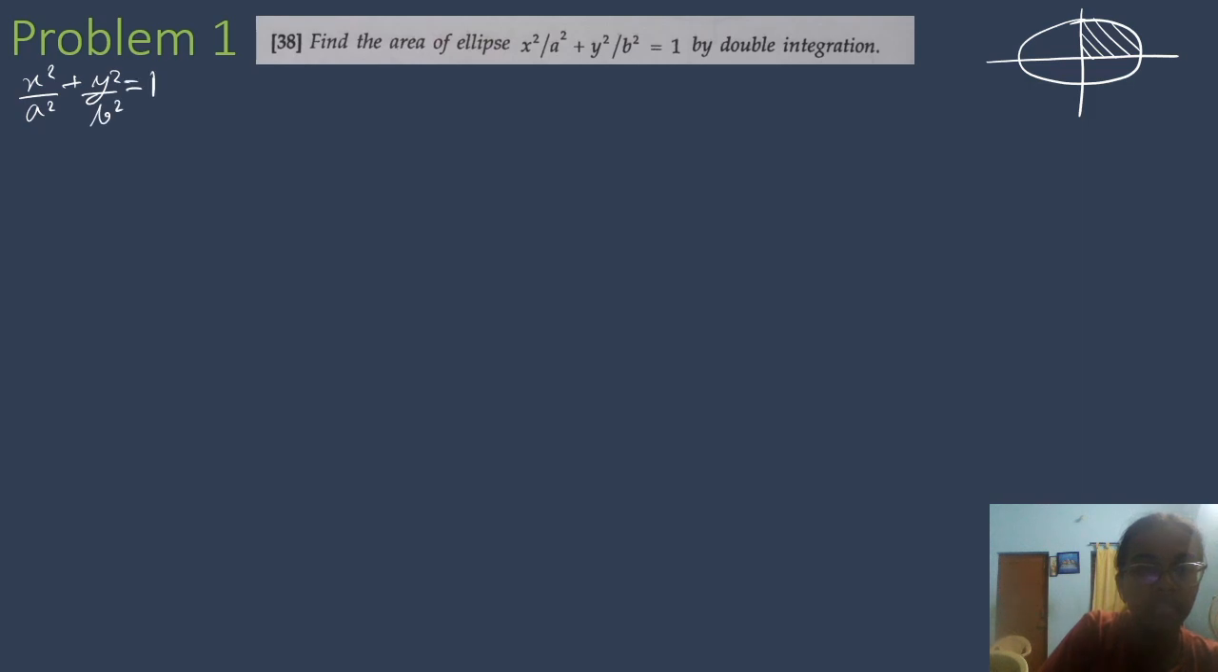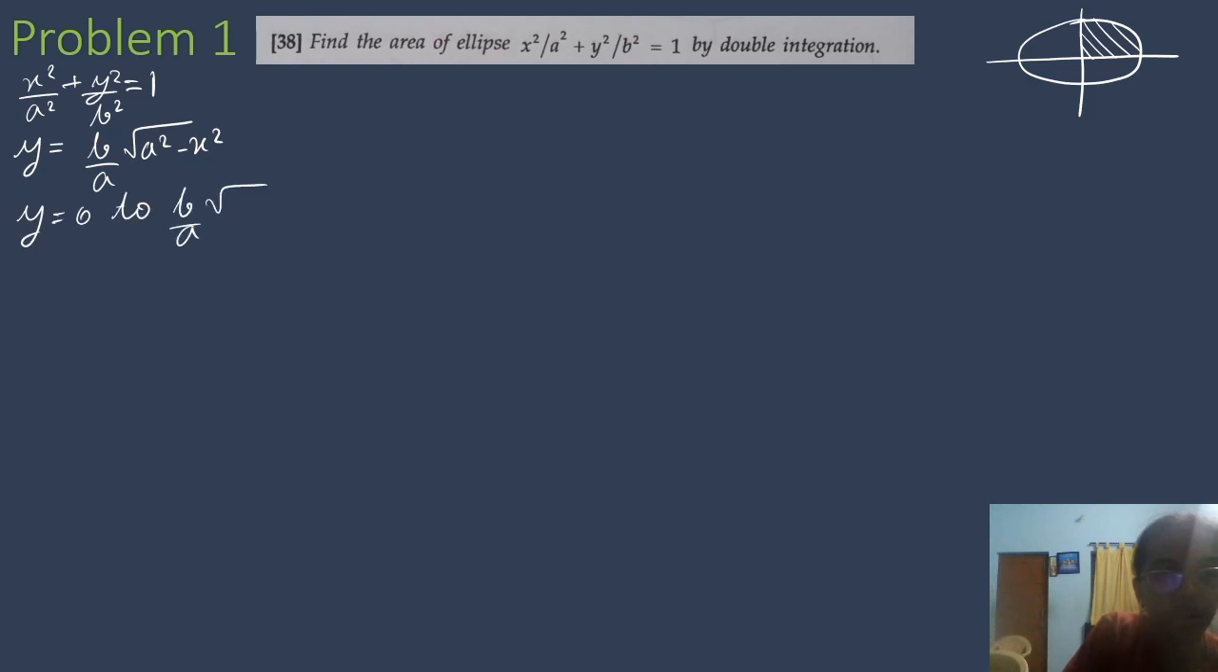square equals 1. If we solve the equation for y, we will get y equals b by a into root of a square minus x square. Hence, y varies from 0 to b by a root of a square minus x square. Now if we assume y equals 0, then x square by a square equals 1 is the equation which we will get. Hence x is equal to a. Now we get that x varies from 0 to a.